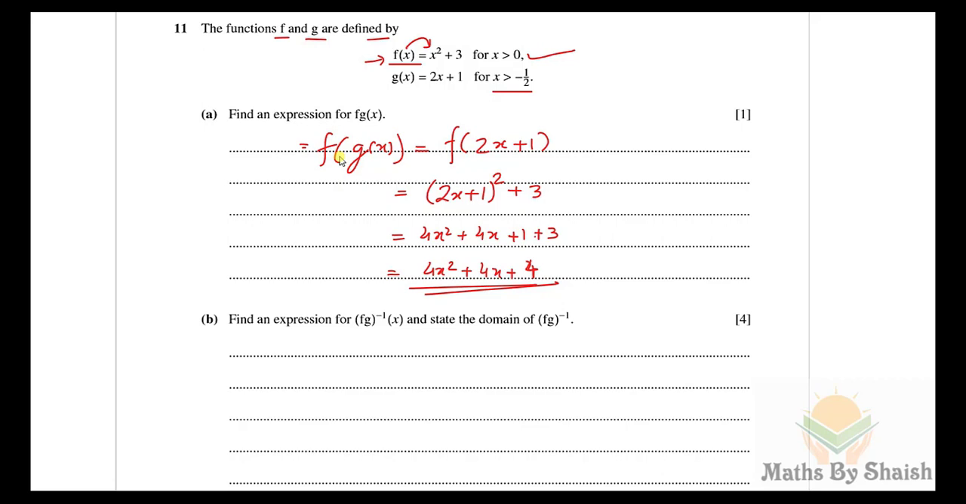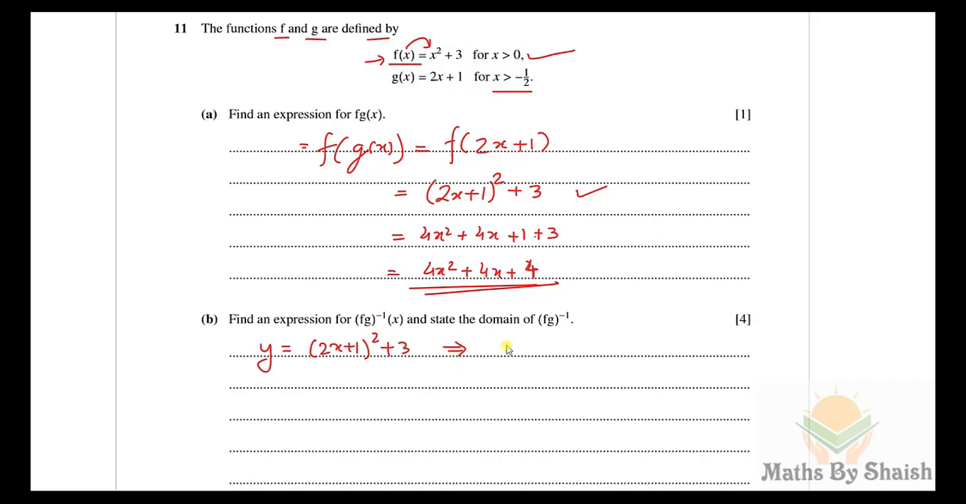Let's do the b part of it. It says find an expression for fg inverse of x and state the domain of fg inverse. So for the expression for fg inverse, I'll use this form so that I can directly take this 3 over here. So I'll take fg of x as y. Then the first step is to write fg of x as y. So y is equal to 2x plus 1 whole square plus 3.